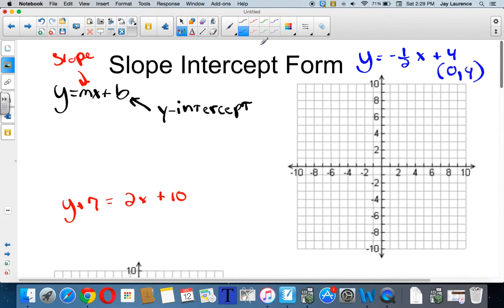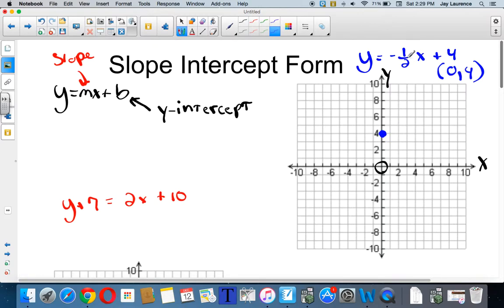You know, I really don't like this graph because it doesn't have the origin or either of the axes.